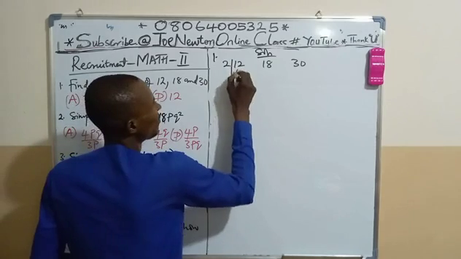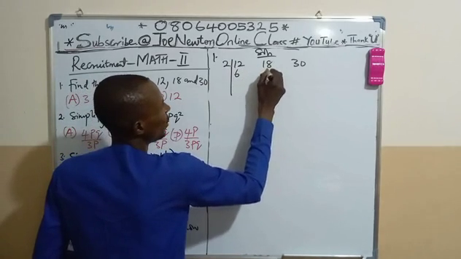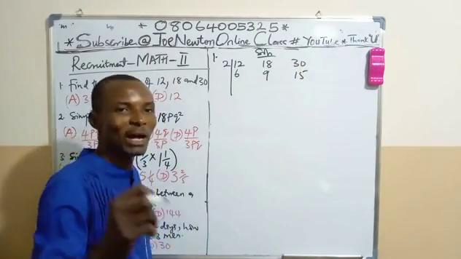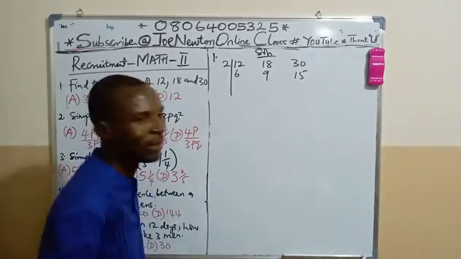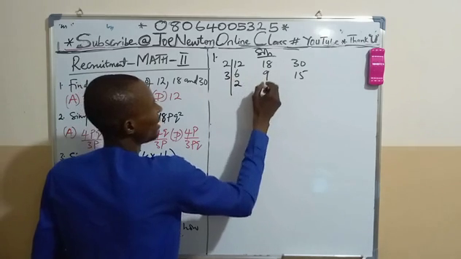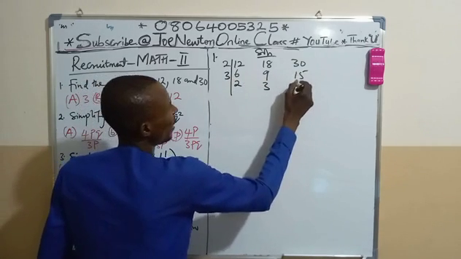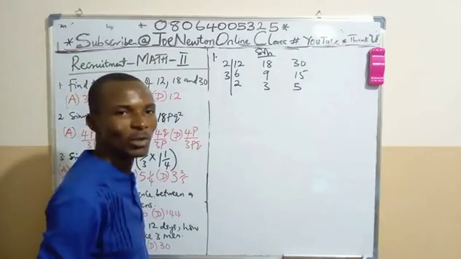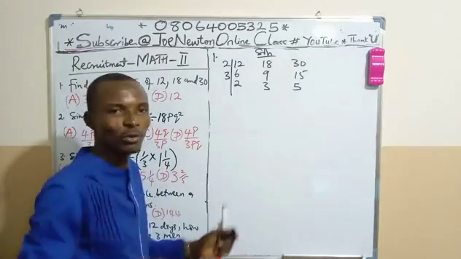2 divides 12, 6. 2 divides 18, 9. 2 divides 30, 15. Then look for the next prime factor that can divide all of them, and that prime factor is what? 3. 3 divides 6, 2. 3 divides 9, 3. 3 divides 15, 5. As you can see, there is no other prime factor that can go through them. The only number that can divide them is 1, so you stop.